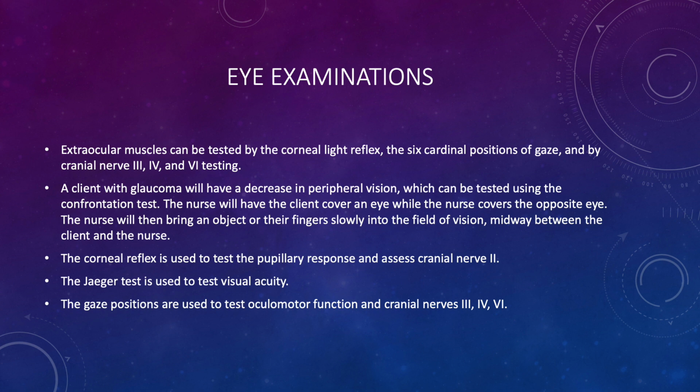So eye examinations, I'm just going to conclude with this very quickly. This is a list of all of your eye examinations that you need to know. You need to know that things like a Jaeger test is used to test visual acuity, right? You need to know that gaze positions are used to test oculomotor function and cranial nerves 3, 4, and 6, right? Simple things. So as long as you got this, you've got everything. You have everything that you need from the entire slideshow.